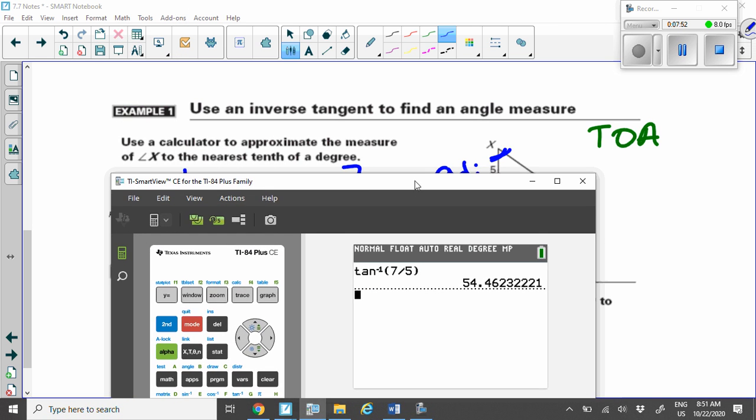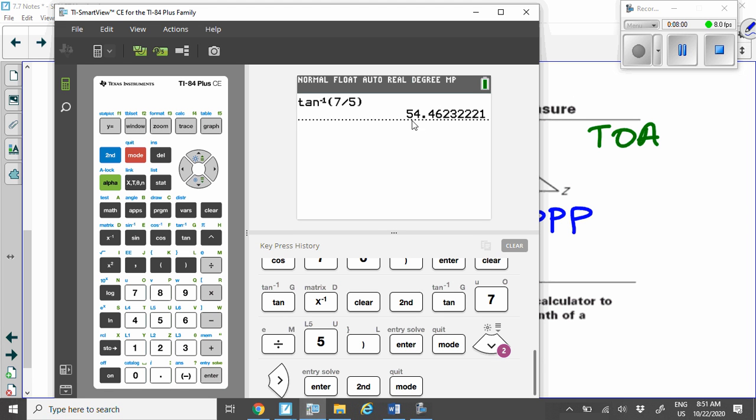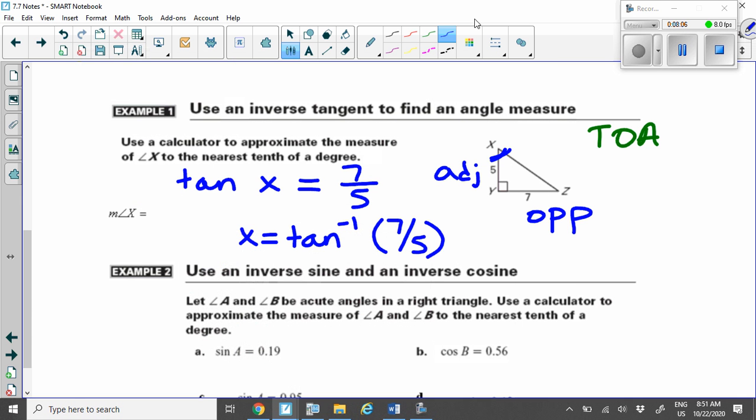Now, notice it tells us where to round to. It says to the nearest tenth of a degree. Make sure you follow instructions if it tells you where to round to. So we have 54 point. Notice after the 4, we have a 6, so we need to round up. So we have 54.5. And this is an angle measurement, so we do degrees. So now that's our new unit, degrees, to represent that angle.